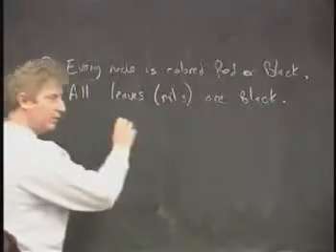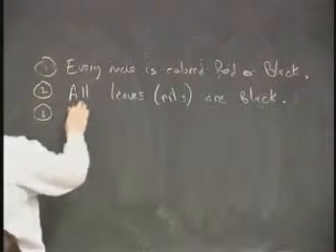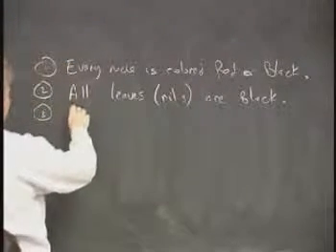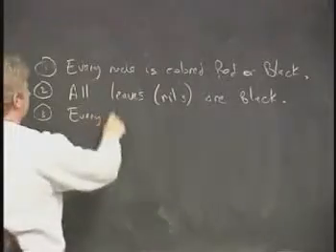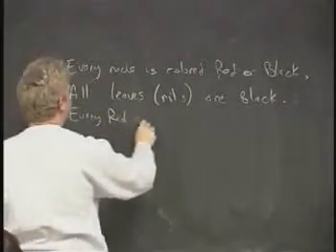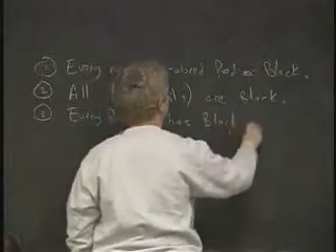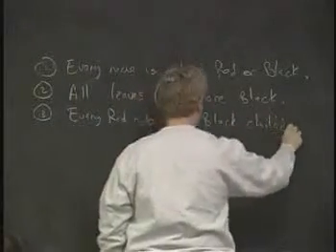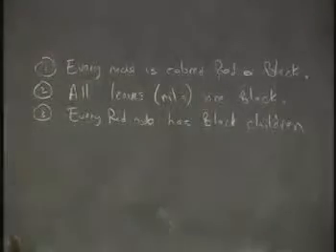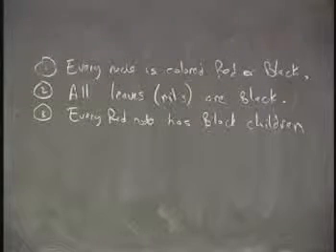Here's another rule, and here's where my kids would mess up and make a mistake. Every red node has black children. So anytime you color a node red, the children have to be black.